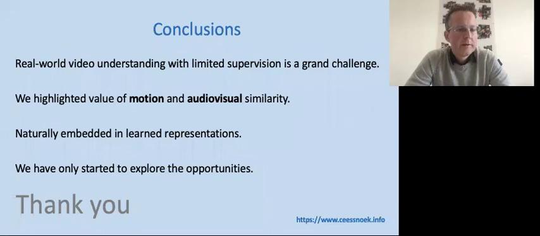So that brings me to the end of today's talk. Real-world video understanding with limited supervision is really a grand challenge. And in this talk, we highlighted only two aspects of interest. So one is motion, and the other one is audiovisual similarity. And interestingly, they are both naturally embedded in learned representations. So there is really a benefit. You can still learn reliable representations also using data efficient methods. And I really believe we have only started to explore the opportunities of this exciting problem.